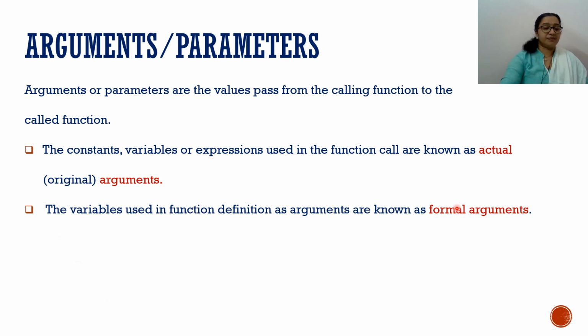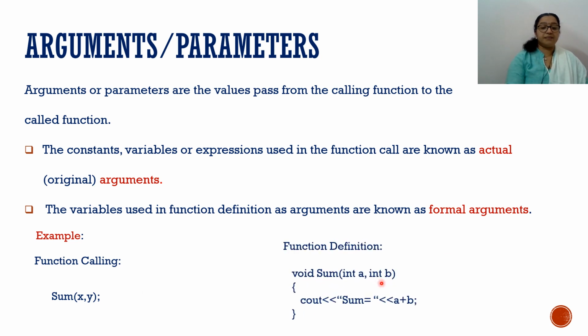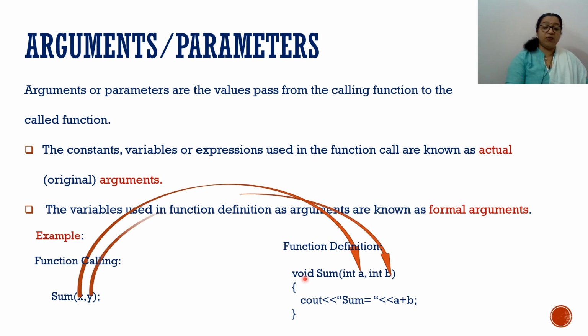Okay, just see the example. This is a function call: sum(x, y). Here the x and y values we are passing to the sum function. This is called the calling step. Now see the definition here: void sum(int a, int b). These are the arguments we are using in the sum function. So which one is formal and which one is actual? See here, the x value at the calling time will pass to a, right? And the same way the y value will pass to b.